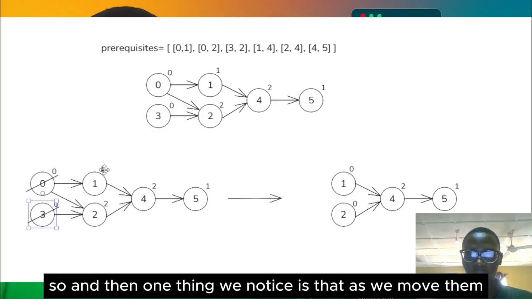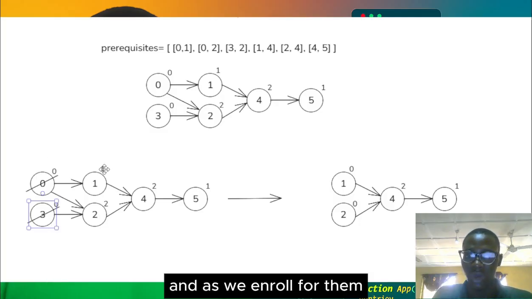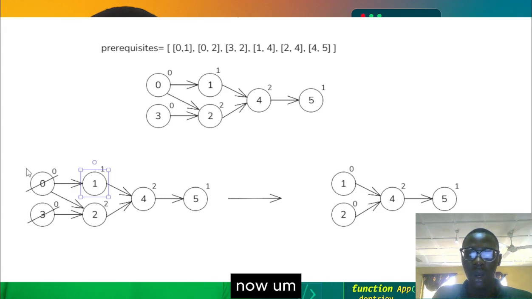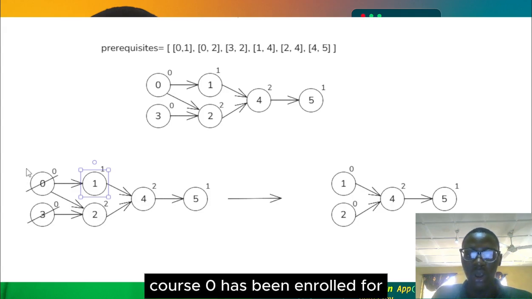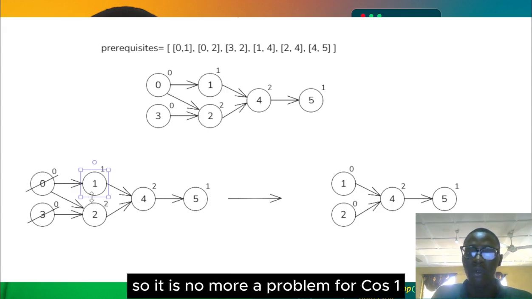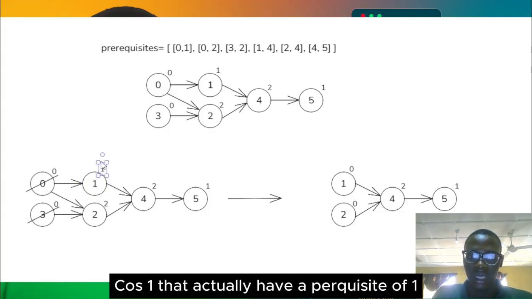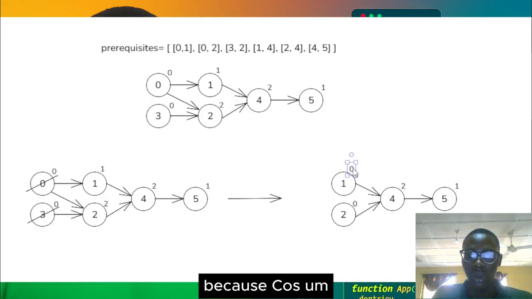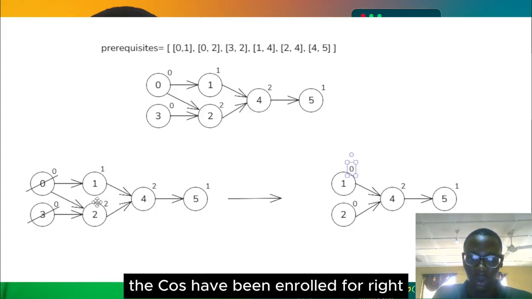So one thing we notice is that as we enroll for them, the prerequisite for course 1 and course 2 will reduce. Why? Because now course 0 has been enrolled for, so it is no more a problem for course 1. So course 1, which had a prerequisite of 1, which is course 0, will now have a prerequisite of 0. Why? Because the course has been enrolled for, right?